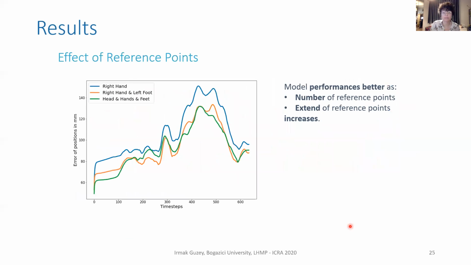Also, to reflect the effect of reference points with more details, this graph shows the average error in millimeters through time steps in trained trajectories. With each line, different joints are given as reference points. And as you can see, the error is higher when only right hand is given to the system compared to when head, hands, and feet are given to the system. Thus, we can say that the model performance is better as the number and extent of reference points increases.